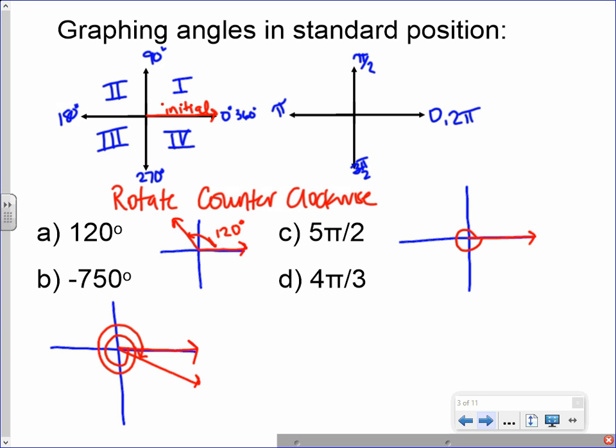We've gone around 2 pi. How much left do we have to go? How many more radians are left? A half of pi. And we know that a half of pi is the same as 90 degrees. So this would be our 5 pi over 2 angle. We rotate 2 pi and then pi over 2 more.